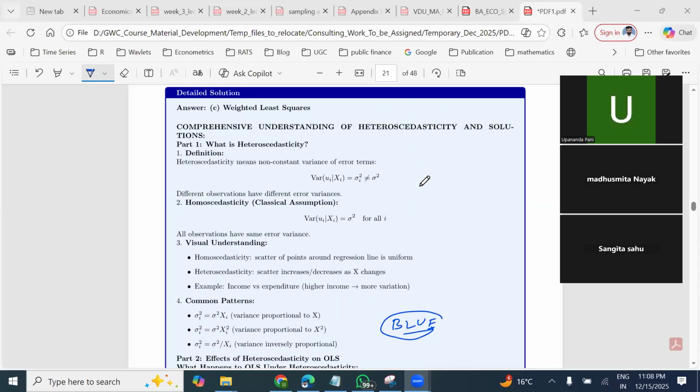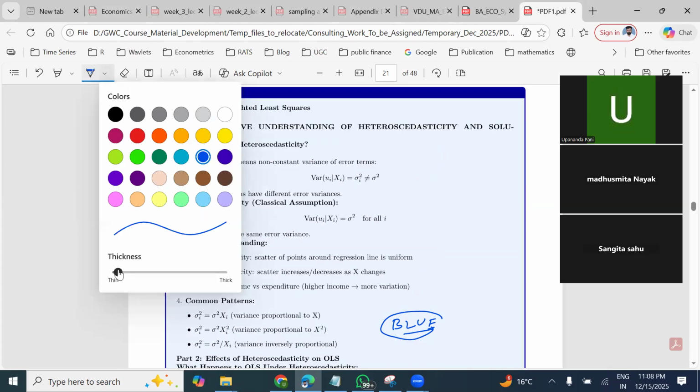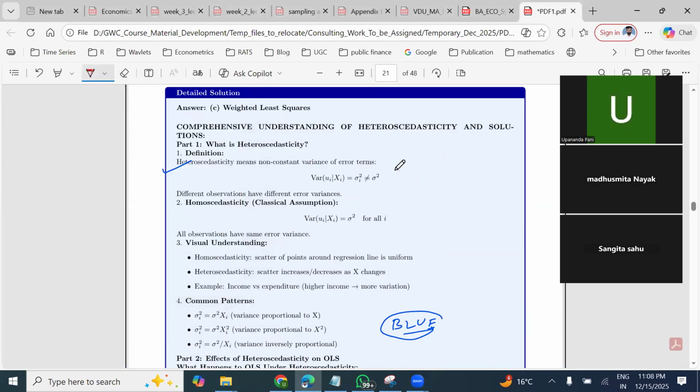Okay. So suppose the definition is clear, right, Madhusmita? What is heteroscedasticity? You know it, right? Yes, sir. And the practical example which I gave you. Definition mathematically you can write sigma square i means heteroscedasticity, sigma square means homoscedasticity, right? This is one of the important classical linear regression model assumptions, CLRM, classical linear regression model assumptions.